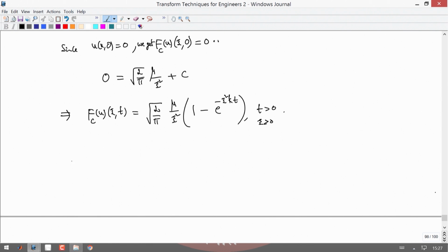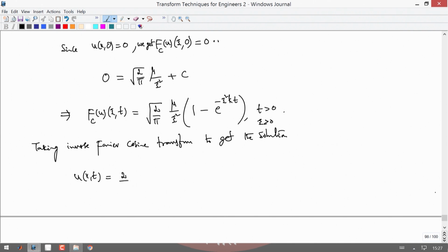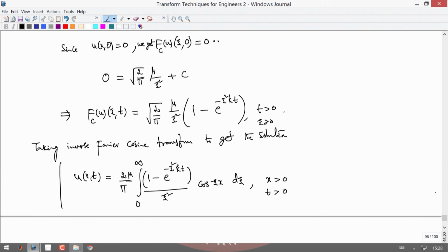So, you are left with simply taking the inverse transform, taking the inverse Fourier cosine transform to get the required solution. You get the solution, that is u of x comma t. If you use the definition of the inverse transform, another root 2 by pi, that is 2 by pi, mu is a constant, comes out, and what you end up with is the integral from 0 to infinity of the function 1 minus e power minus xi square kappa t divided by xi square, cos xi x d xi. This is for x positive and t positive. So, this is exactly your solution.